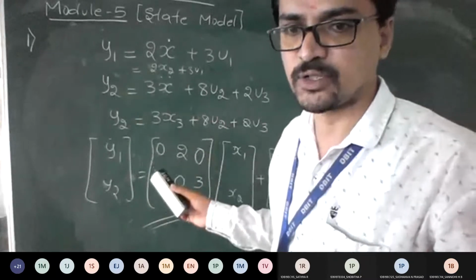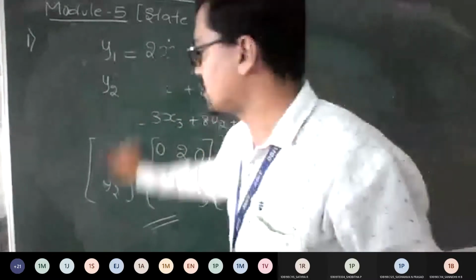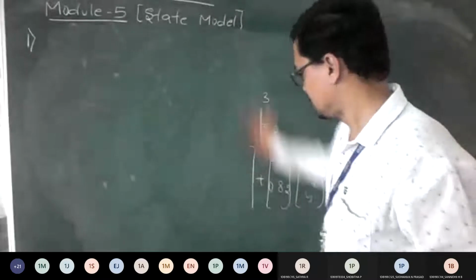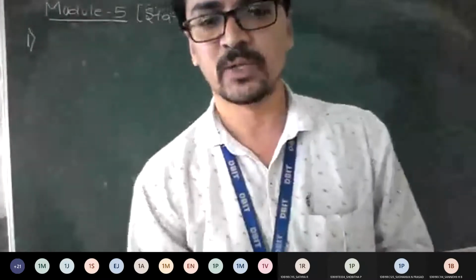So tomorrow we'll deal with your STM, state transition matrix. That is one more 10-mark question, which we'll discuss tomorrow. So we'll wind up with this one more method. Putting on the last question.